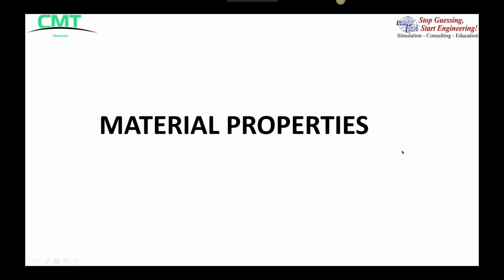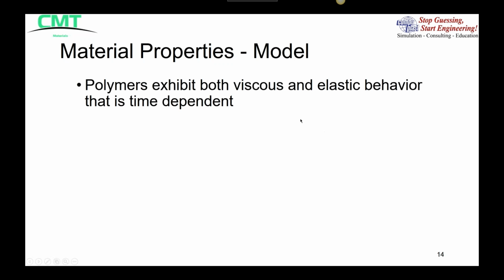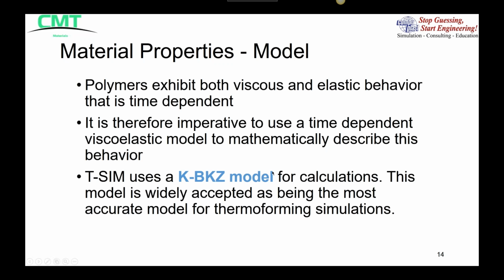Now, one of the most important properties of performing an accurate simulation are the material properties. Because the polymers exhibit both viscous and elastic behavior that is time-dependent, we must use a time-dependent viscoelastic mathematical model to describe this behavior. And the TSIM software uses the KBKZ model for calculations. This is probably the most widely accepted model because it is one of the most accurate ones with respect to mimicking the behavior of polymeric materials.